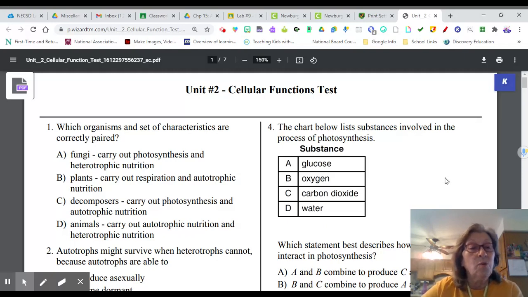Okay, question number 1. Which organisms and set of characteristics are correctly paired? A, fungi carry out photosynthesis and heterotrophic nutrition. B, plants carry out respiration and autotrophic nutrition. C, decomposers carry out photosynthesis and autotrophic nutrition. Or D, animals carry out autotrophic nutrition and heterotrophic nutrition.